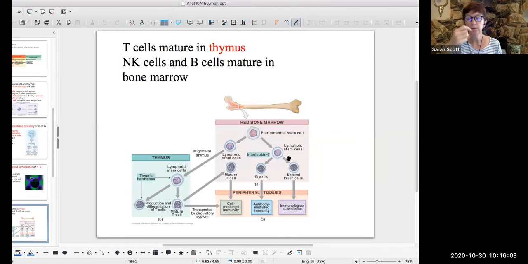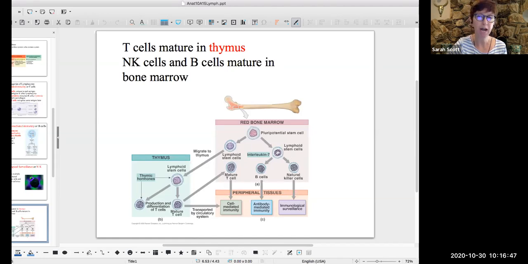Okay, so the red bone marrow is where mitosis takes place of all the cells that are going to make up your blood. So we have stem cells, and a stem cell is just a cell that can undergo mitosis and make more than one type of cell. All of the cells that are found in your blood can trace back to a single type of stem cell called a pluripotential stem cell. But from that can arise two basic types of stem cells. One of them is the lymphoid stem cell. Okay, so all lymphocytes come from that lymphoid stem cell.